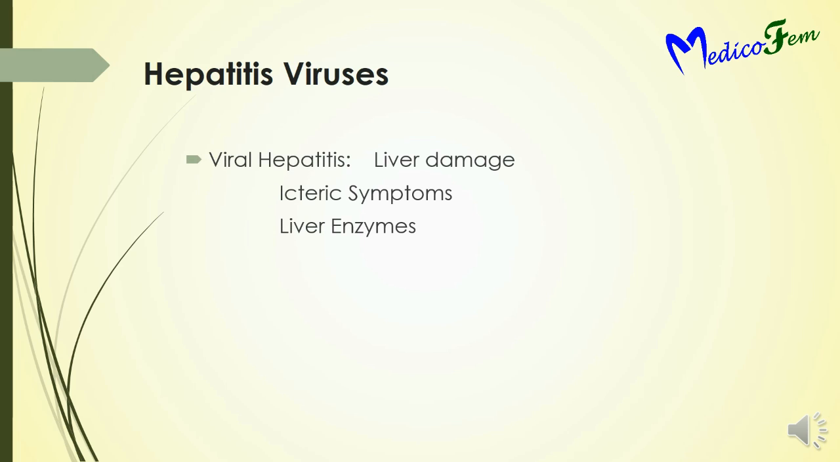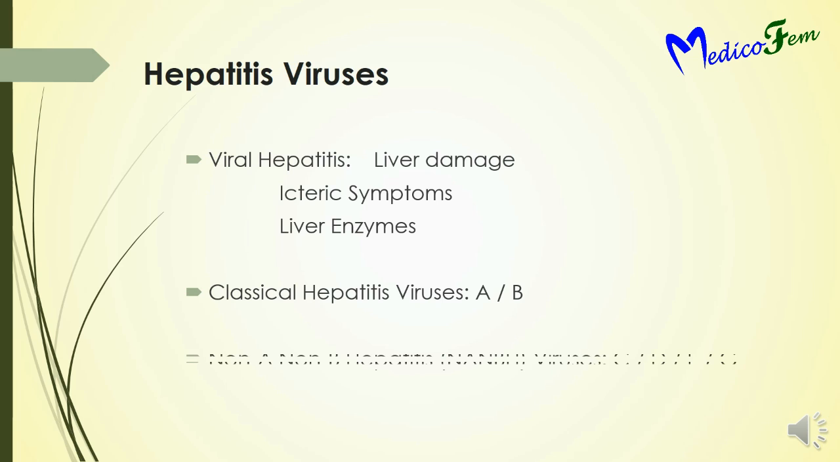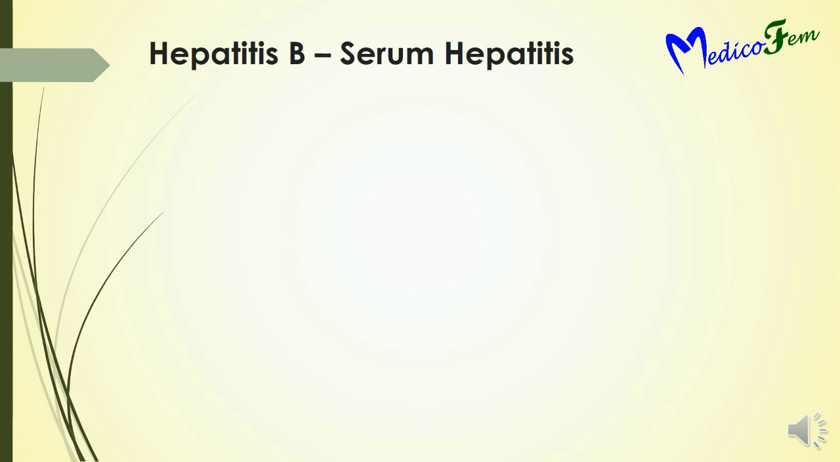Hepatitis B virus damages the liver, it causes icteric symptoms, and it also causes changes in the liver enzymes in the blood. Classic hepatitis is caused by hepatitis A and hepatitis B virus. Other non-A, non-B hepatitis viruses are C, D, E and G. Hepatitis B virus, also known as serum hepatitis, is a hepadnavirus. It is a partially double-stranded DNA virus, belonging to orthohepadnavirus.